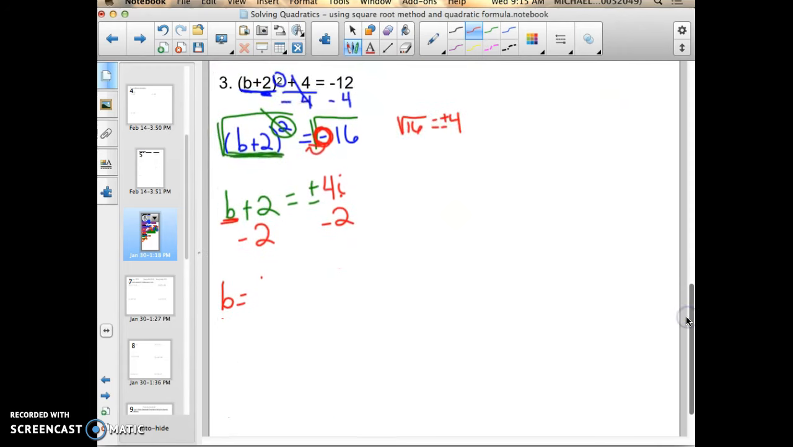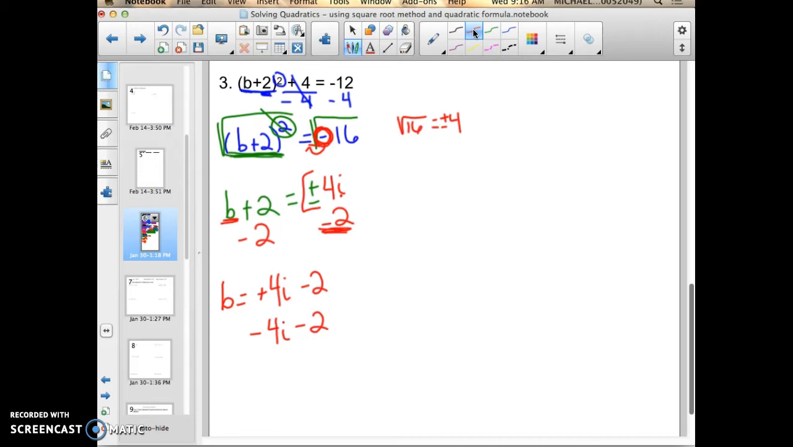I have to do the positive version of 4i, and I have to subtract 2 from it, and I have to do the negative version of 4i and subtract 2 from it. Because technically here I'm subtracting 2 from 2 different numbers, the positive and negative version of both.